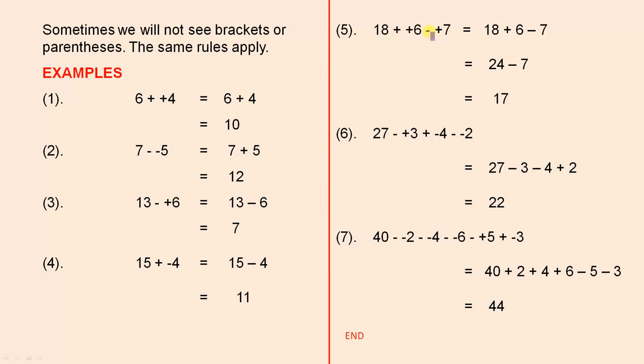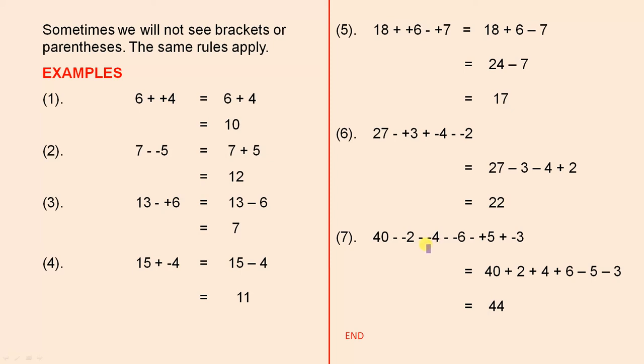Two signs are like, that gives us plus. Two signs are unlike, that gives us minus. 18 plus 6 is 24. 24 minus 7 is 17. Two unlike signs give us a minus. And two like signs give us a plus. So 27 minus 3 is 24. 24 minus 4 is 20. 20 plus 2 is 22.